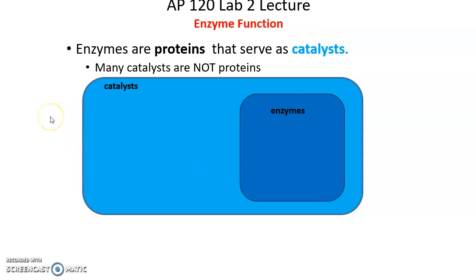Now, there are other things that can be catalysts, lots of other things that can speed up chemical reactions, but in living things, the main, almost exclusive type of catalysts are enzymes. That's why we're focusing on enzymes.